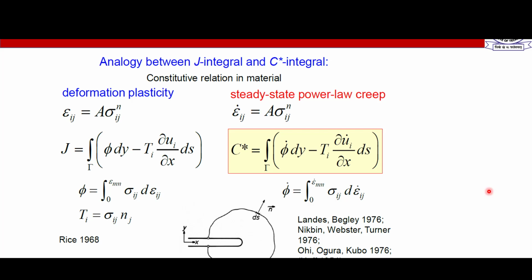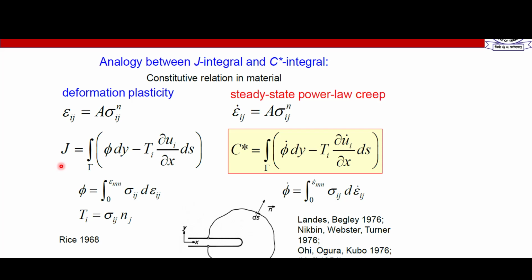So with that understanding of creep, now let us look at what happens when we have a crack in a material and that material is deforming with time dependence. In metallic material, we call that creep deformation. We have looked at the J integral, which comes from a one-to-one correlation of strain with stress. That constitutive relation can be written as strain depending on stress with a power law, a coefficient and an exponent. Then the J integral is derived and it is path independent.